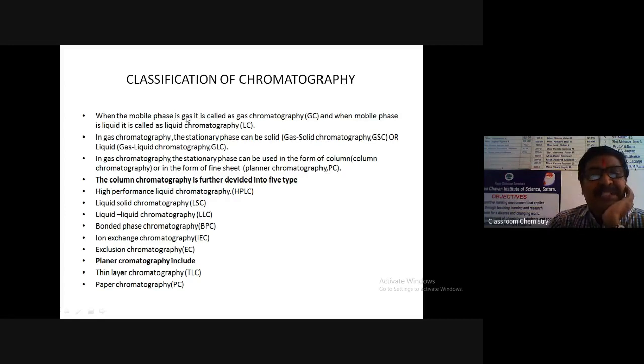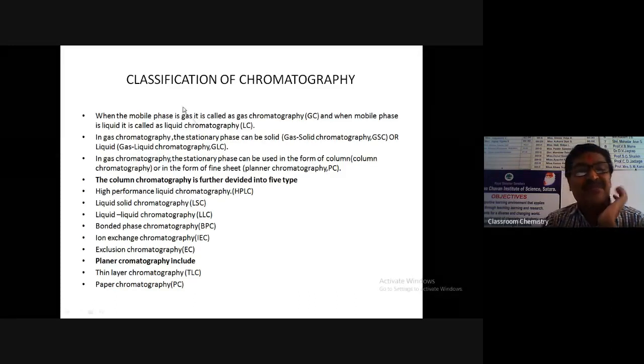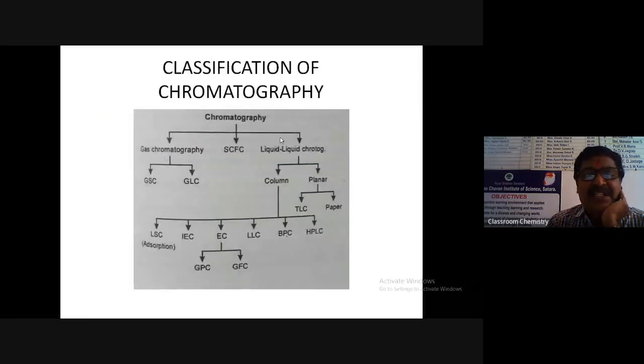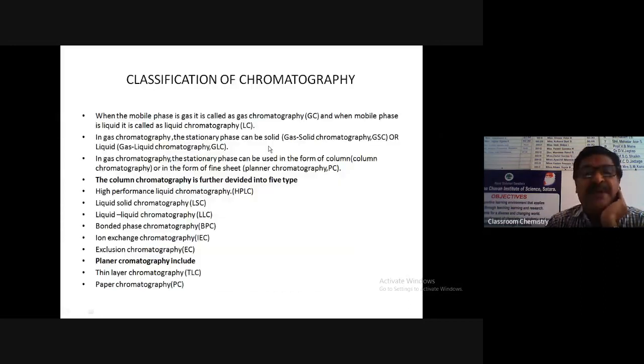When the mobile phase is a gas, it is called gas chromatography. And when the mobile phase is a liquid, it is called liquid chromatography. There is no solid chromatography, because a solid compound cannot be used as a mobile phase. Hence, depending upon the mobile phase, if the mobile phase is a gas, it is called gas chromatography, while if the mobile phase is a liquid, it is called liquid chromatography.